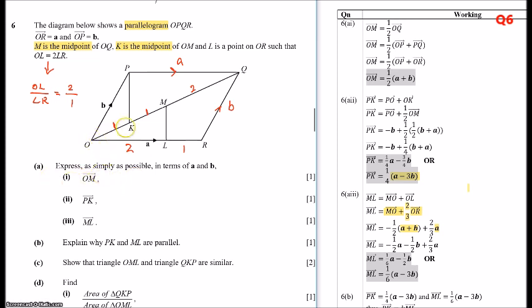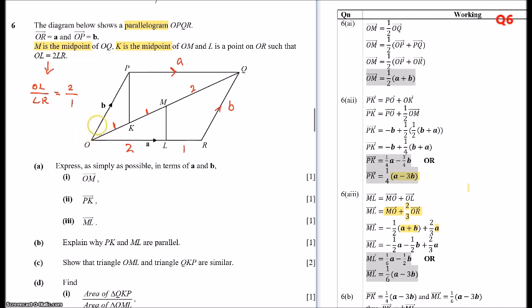Okay, so let's start with the first part, OM. So where's OM? OM is here. Okay, so this is a typical triangle rule. In fact, the whole vectors topic is about the triangle rule. So OM is actually, you realize, half of OQ, right? So if I can find OQ, I just need to halve it. So what is OQ? If I start from O, I end at Q.